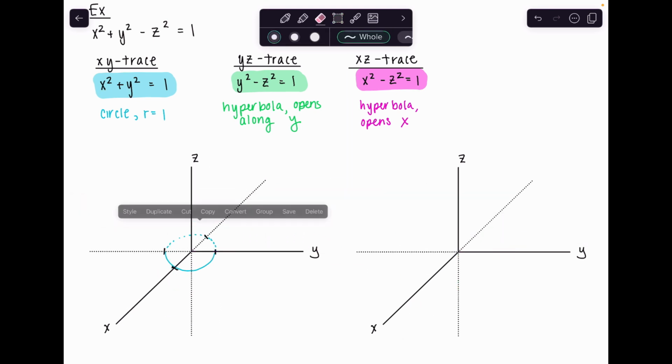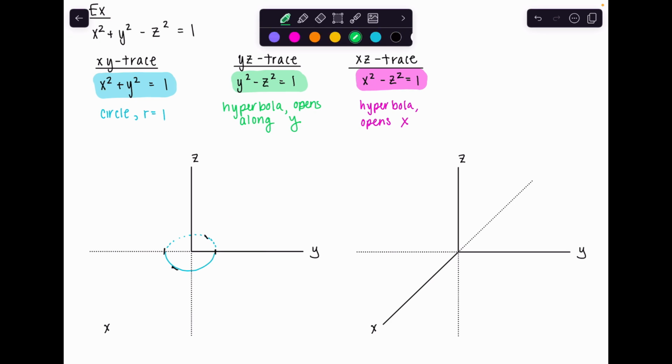Now moving to the YZ trace, ignore the X values. And we have a hyperbola that opens in Y's direction. Because this is a 1 underneath, it tells you you move 1 in the Y direction. And then I open so that my parabolas are gripping the Y-axis. So it looks something like this.